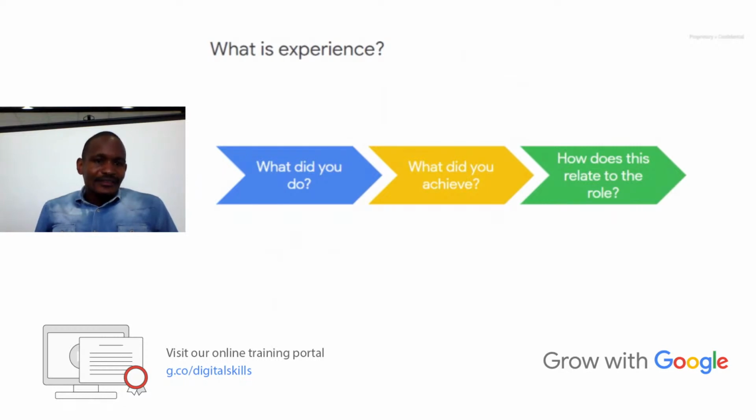That's the first thing. What do you do? What did you achieve? And the third question you need to ask yourself is, how does this relate to the role that I'm applying for? So before you fill in your experience section in your CV, ask yourself, what did I do so that I call this my experience? And then what did you achieve when you did whatever you did? And then the last thing, how does this relate to the job that I'm applying for?